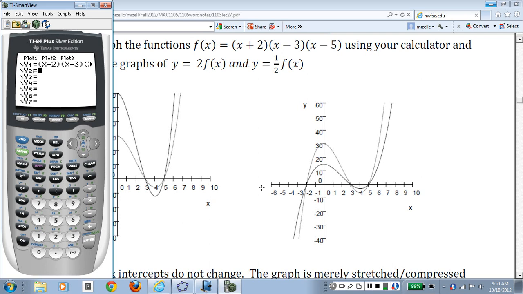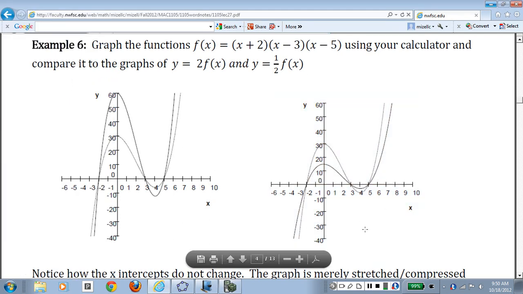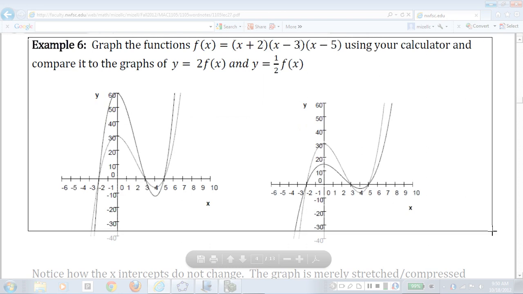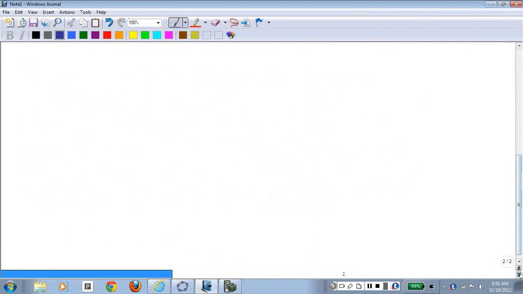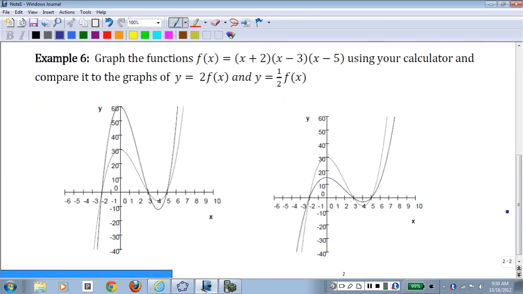And for the original function here, f of x equals x plus 2 times x minus 3 times x minus 5. You can type that directly into your y1 equals. If you press graph, the standard viewing window won't show you a whole lot of it. It's just this little portion of it. So it'll have a tendency to zip up and down through the standard viewing window.